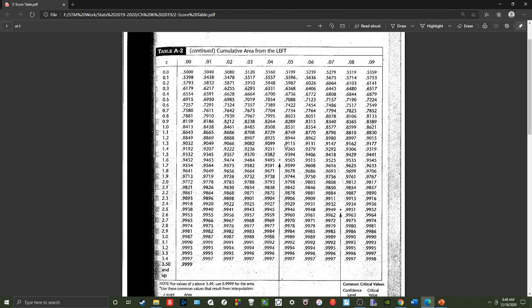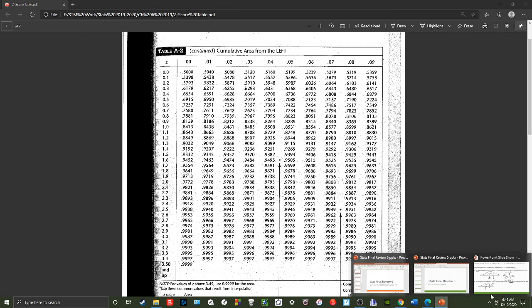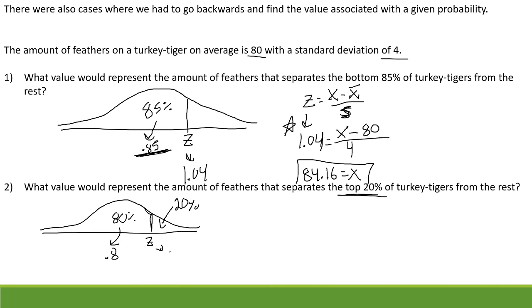So we're going to look as close to 0.8 as we can get, which looks to be about right here. 0.7995 is as close to 0.8 as we can get. This is a little bit further over than this one, so we're going to go with this value right here. That's going to be 0.84. Let me just make sure I got that right. Yeah, 0.84. So this is going to be a z-score of 0.84.